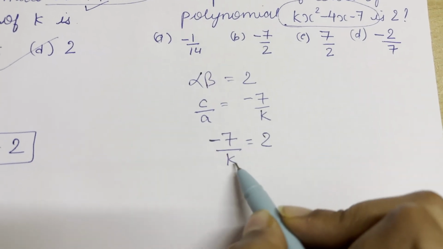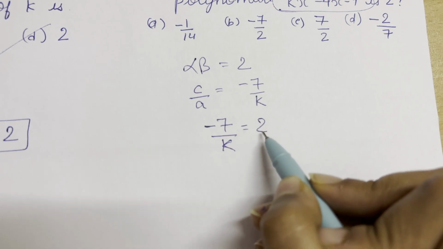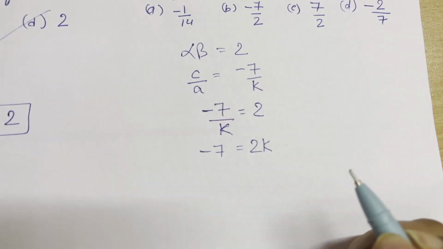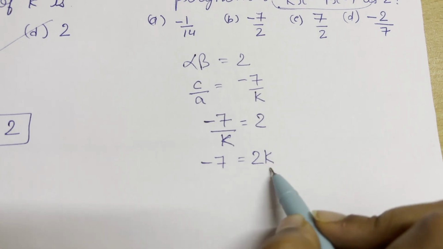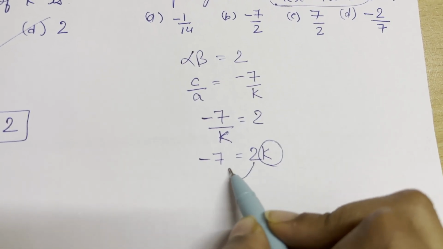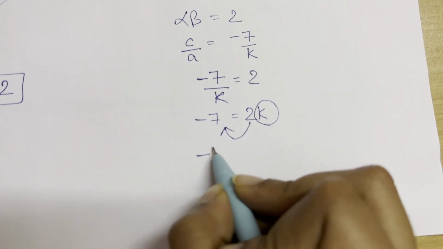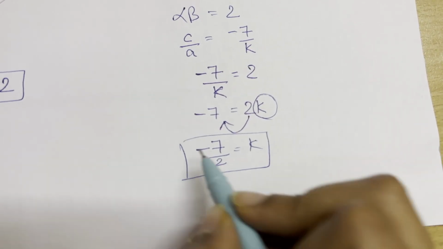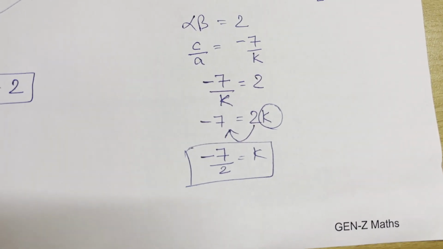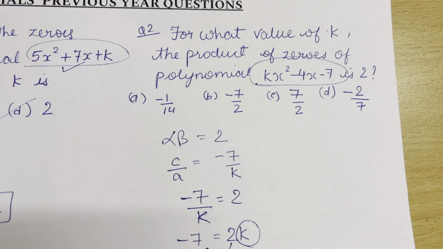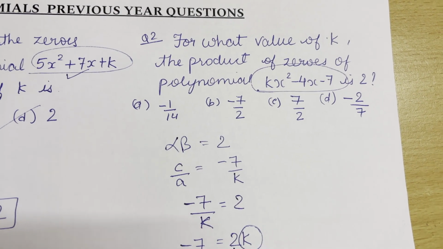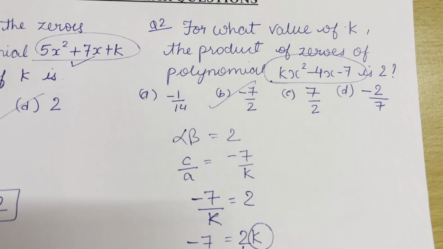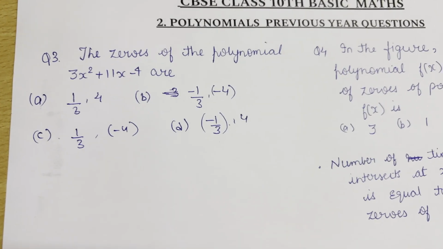Now, if we multiply k on the right hand side, minus 7 is equal to 2k, and we are asked only to find the value of k. So we take this 2 to the denominator, and we get minus 7 by 2 equals k. If we match the option, the correct option is option B, that is minus 7 by 2. Moving to the next question.